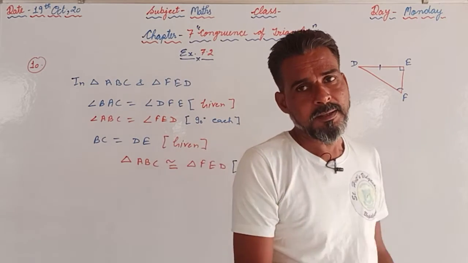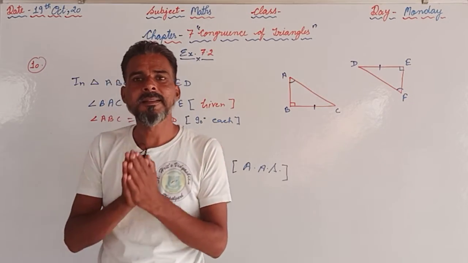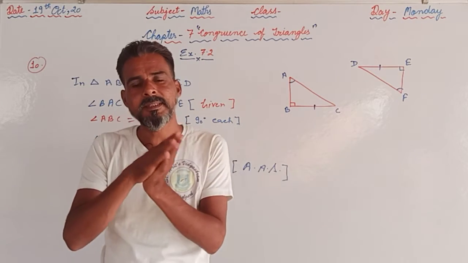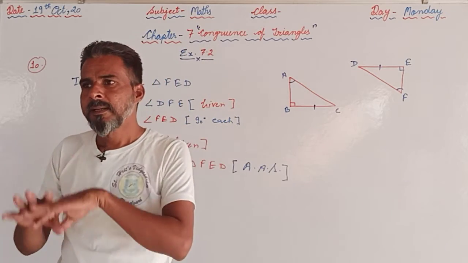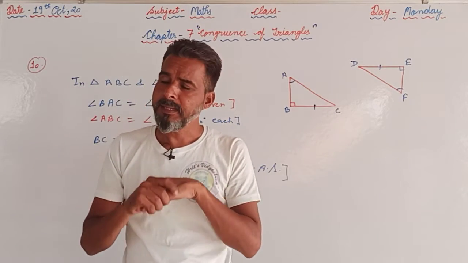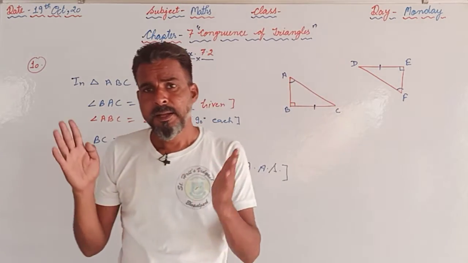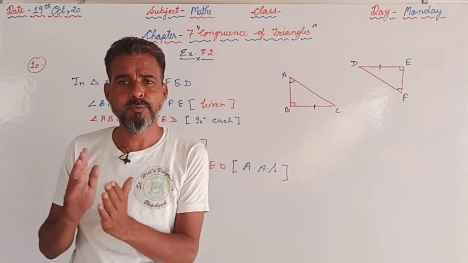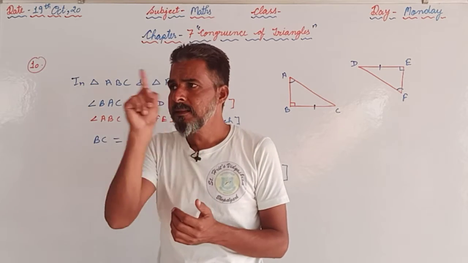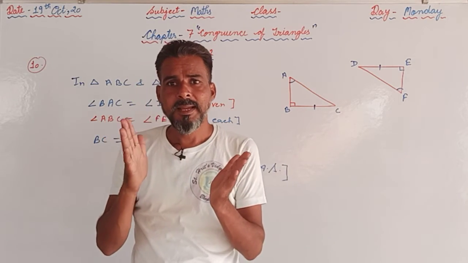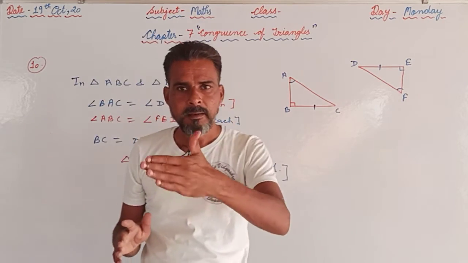We have discussed 5 criteria. First criteria is side, side, side. If 2 triangles are there and their 3 sides are equal to their 3 corresponding sides, then we say the triangles are congruent by side, side, side criteria. The second one is side, angle, side. If 2 corresponding sides of 2 triangles are equal and the included angle is equal, meaning 2 sides and the angle subtended by these 2 sides is also equal, then we can say that triangles are congruent by side, angle, side.